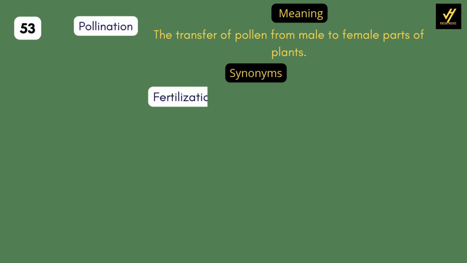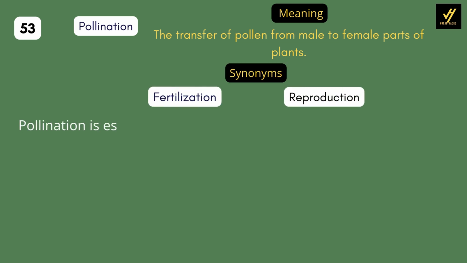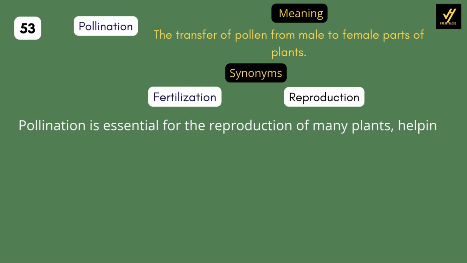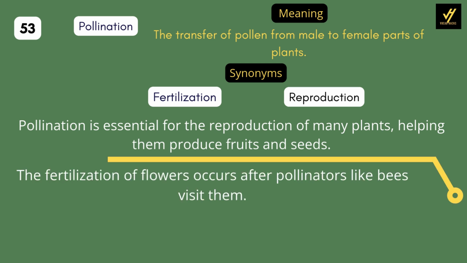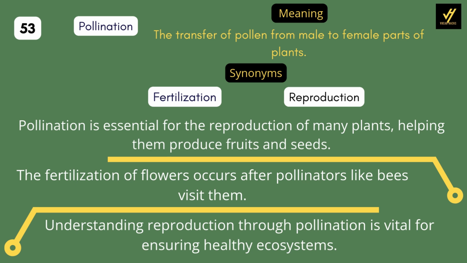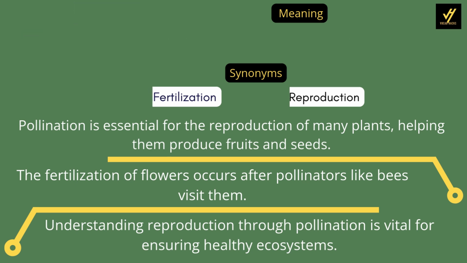Fertilization, reproduction. Pollination is essential for the reproduction of many plants, helping them produce fruits and seeds. The fertilization of flowers occurs after pollinators like bees visit them. Understanding reproduction through pollination is vital for ensuring healthy ecosystems.